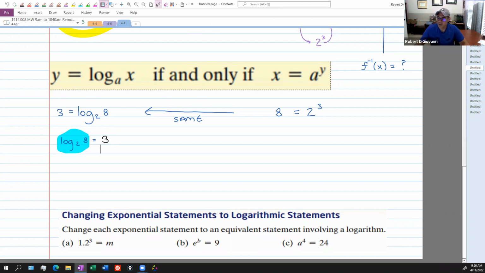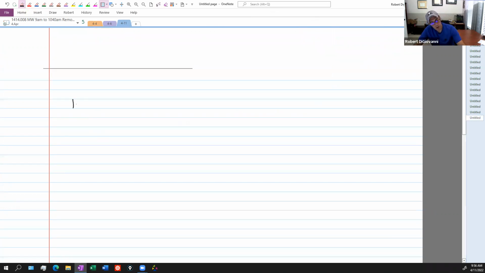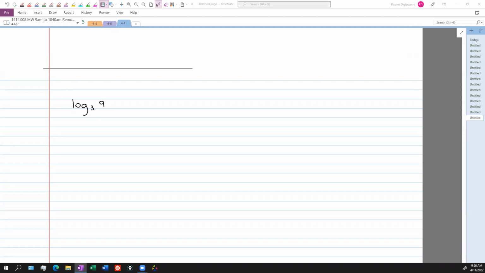Let me give you another one to see if you're catching on to this. What if I wrote log base 3 of 9? What would that be equal to? Somebody tell me what that's asking. It's asking you what you raise 3 to, right, in order to get 9. And what do you raise 3 to get 9? The second power. So your answer is 2.